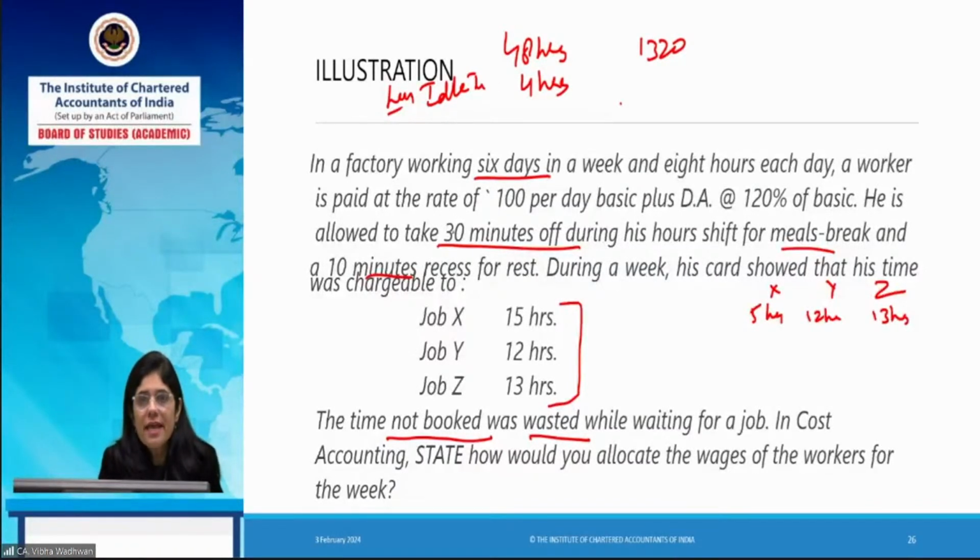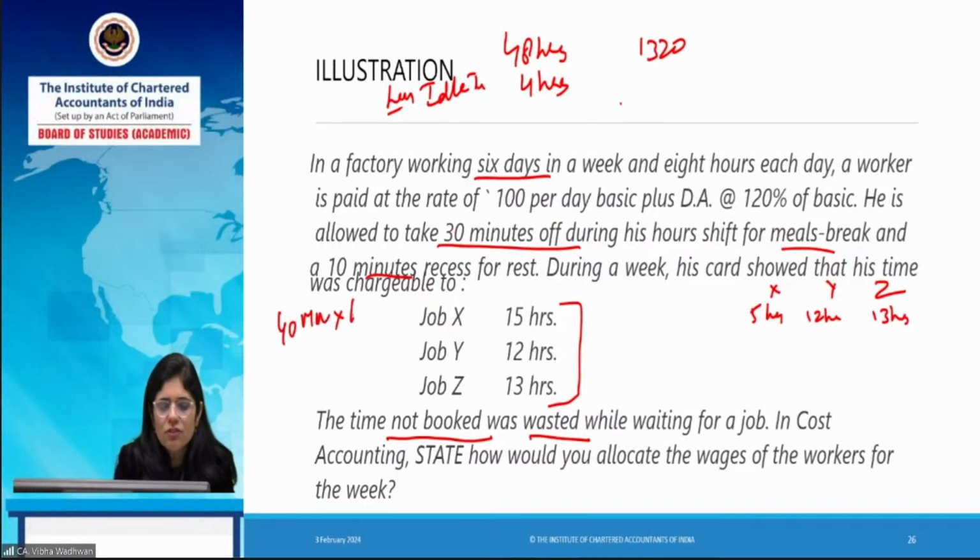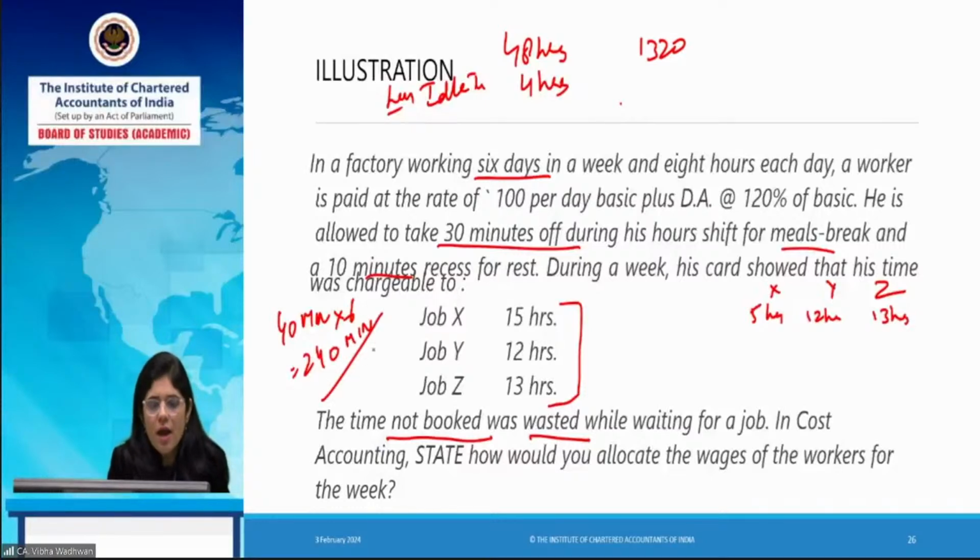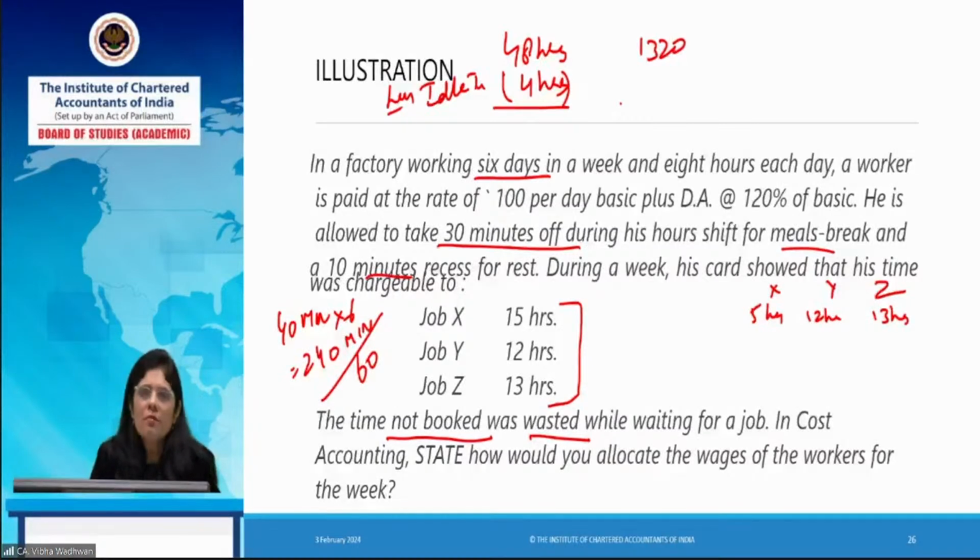40 minutes every day, clear? So 40 minutes every day into 6 is 240 minutes. You convert it into hours, divide by 60. So it will be 4 hours. He's allowed the normal idle time of 4 hours. That means effective hours are 44 hours. 44 hours are effective normal hours and the cost will be 1320.